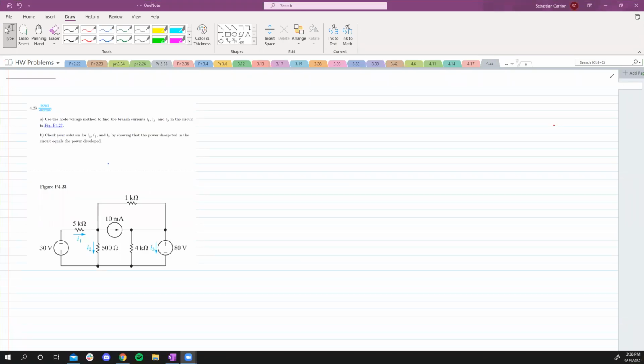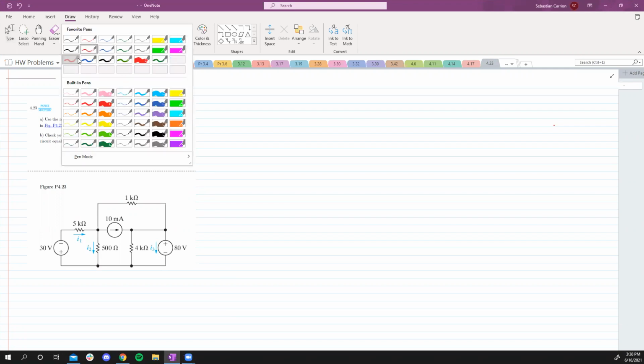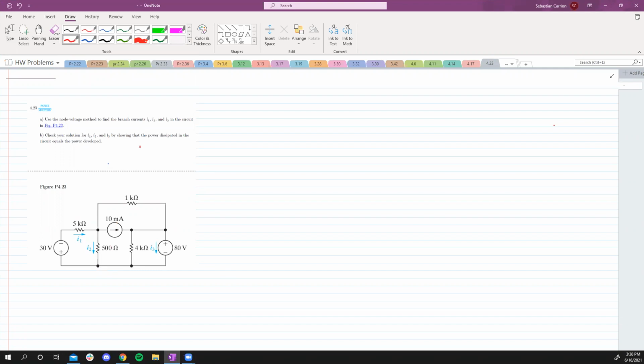All right, so this is problem 4.23. I'm going to solve this problem using the universal method. We want to find currents I1, I2, I3, and we want to verify that the power dissipated equals the power developed.